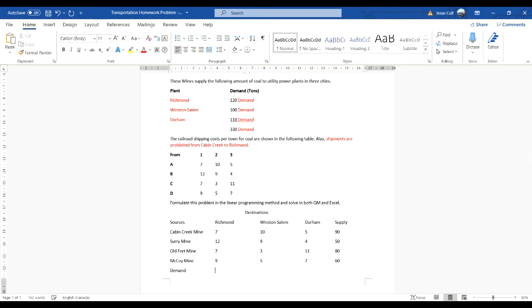Richmond requires 120 tons. Winston-Salem requires 100 tons. And Durham requires 110 tons. So all of this becomes relevant information. We're going to highlight the key points.